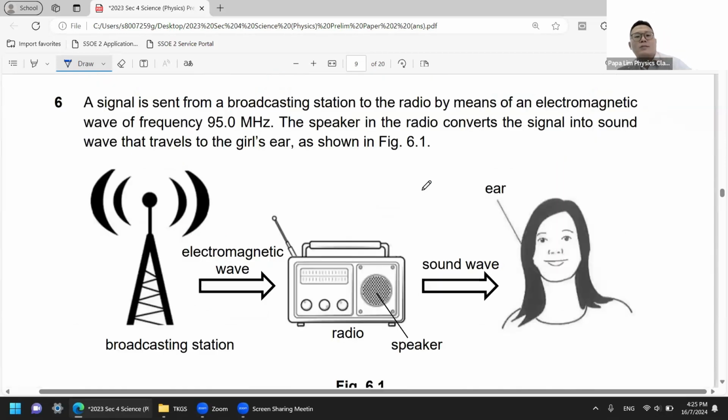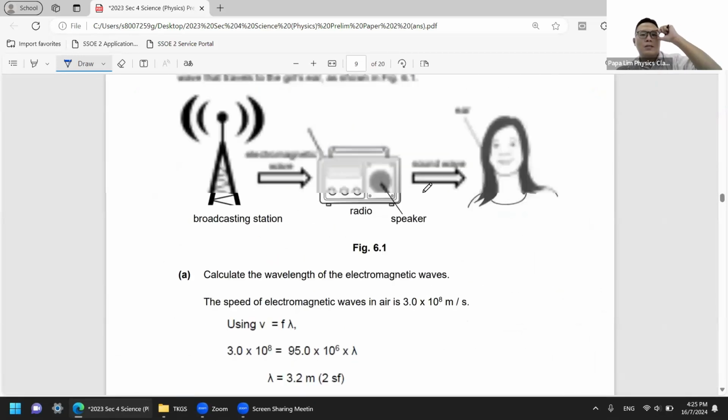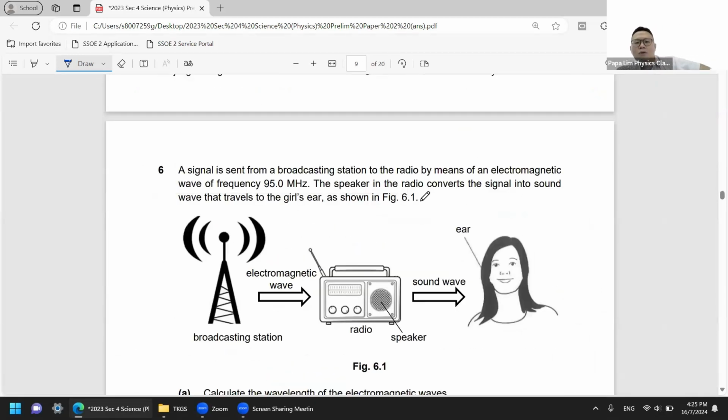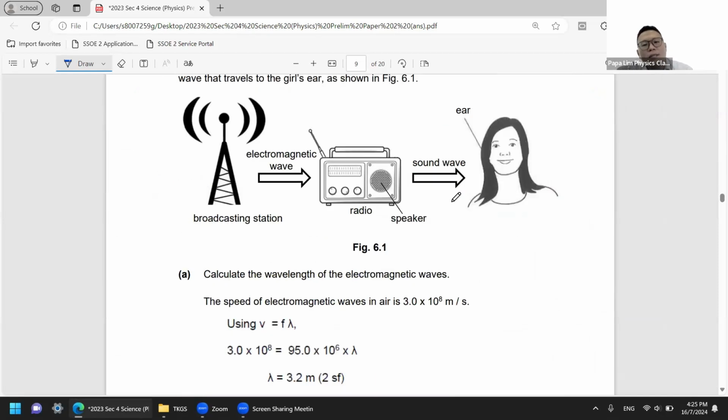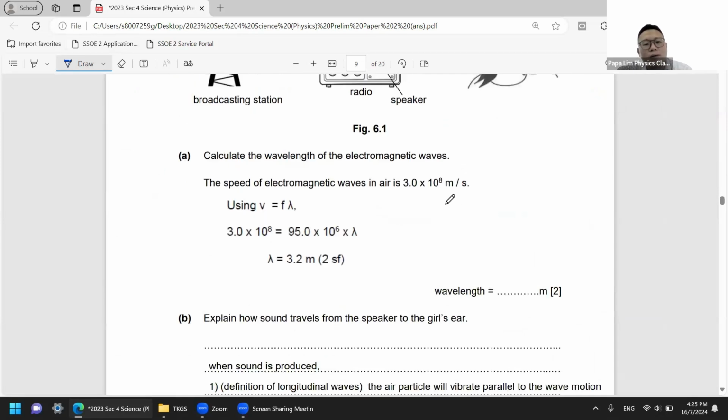Question 6. Question 6 is a transverse wave, or what I call the EM wave segment, where we utilize v equals f lambda. Question 6 is, I would say, one of the most straightforward questions, whereby you just put in a formula and it works. Question 6 is straightforward, yes, but 6B is also straightforward. It's quite a common question when you look at sound.